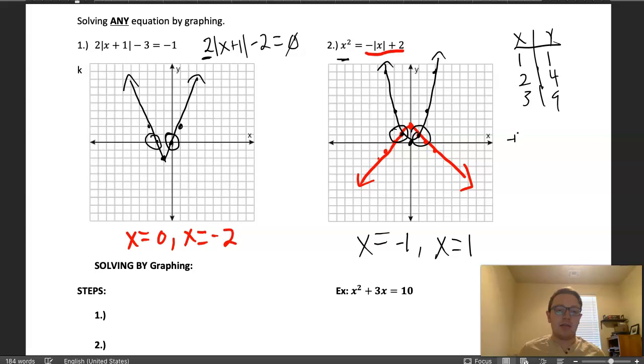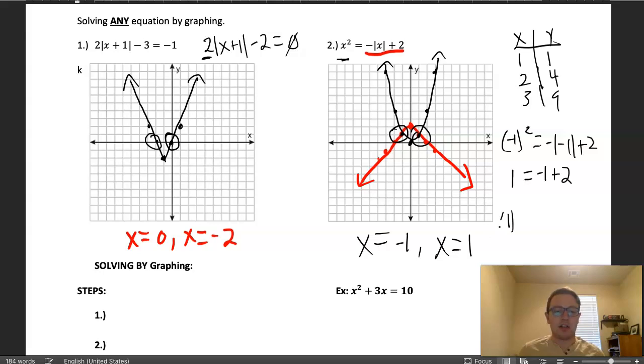Is negative 1 squared equal to negative absolute value of negative 1 plus 2? So this is 1. Negative 1 squared is 1, is equal to... the absolute value will cancel out that negative, but we're left with the negative. So minus 1 plus 2. That's true.